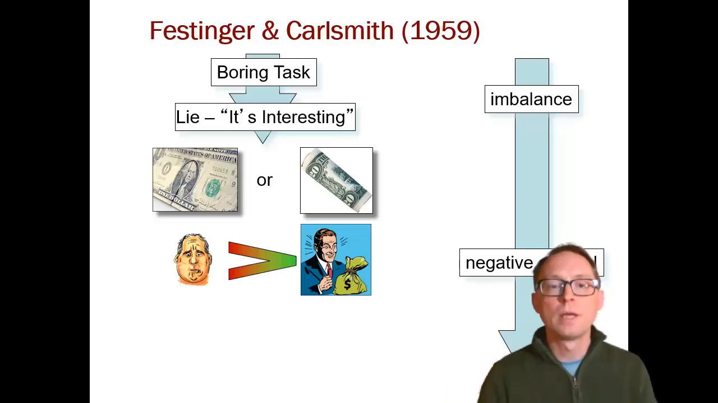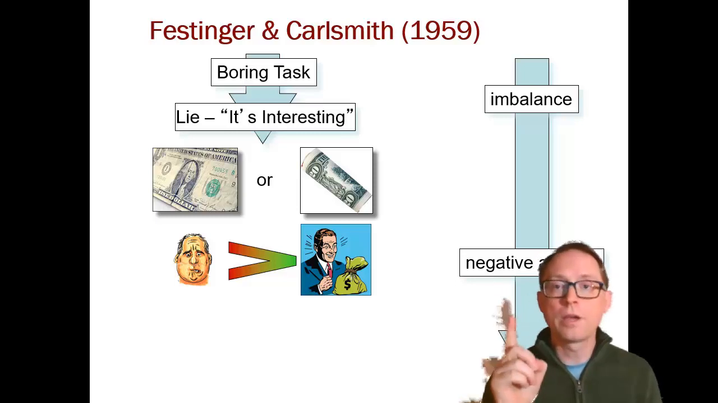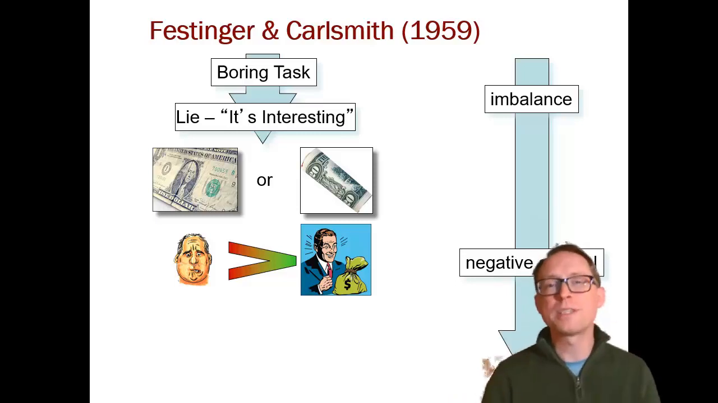In this particular case, the imbalance was created by lying when you think you're an honest person. The inducement was the money, how much you were going to get to do this behavior. Half of the participants received $1 and the other half received $20. Now remember, this is 1959. $20 is a lot of money.